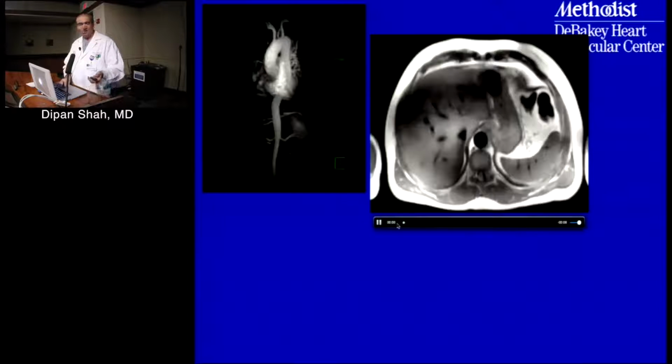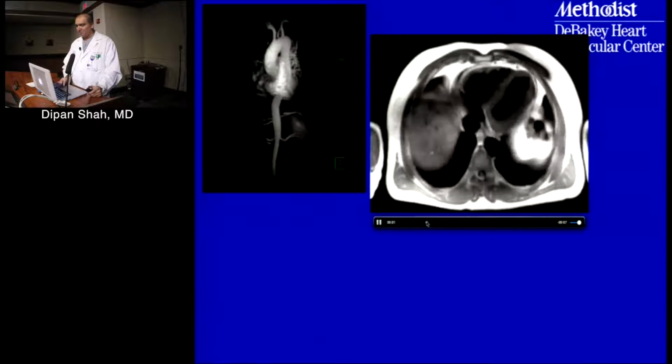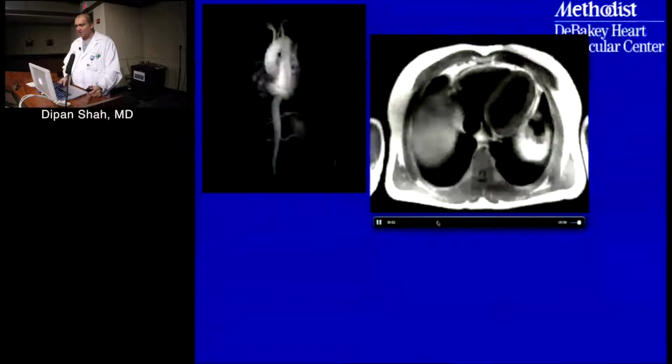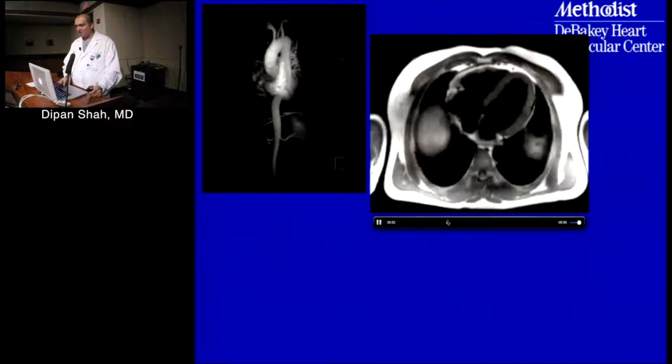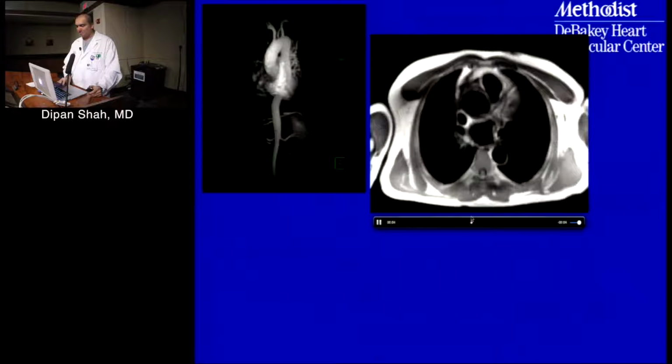Let me just slow this down, and we'll go through this step by step. We're starting inferiorly at the level of the diaphragm, and then you'll see serial cuts taking us all the way to the top of the arch. Just take a look at the structures here, and focus again on the aorta, and tell me if there's anything at all of interest.